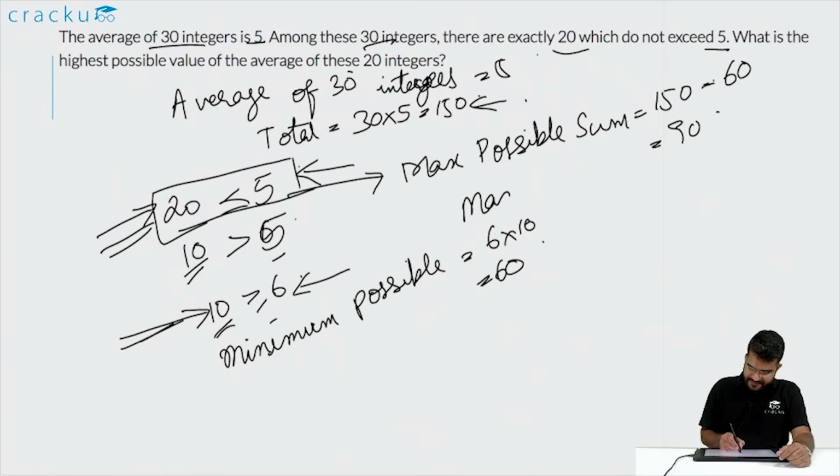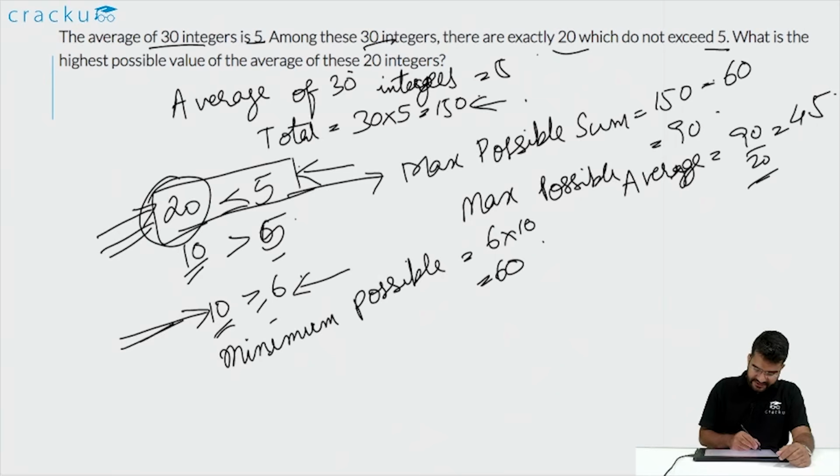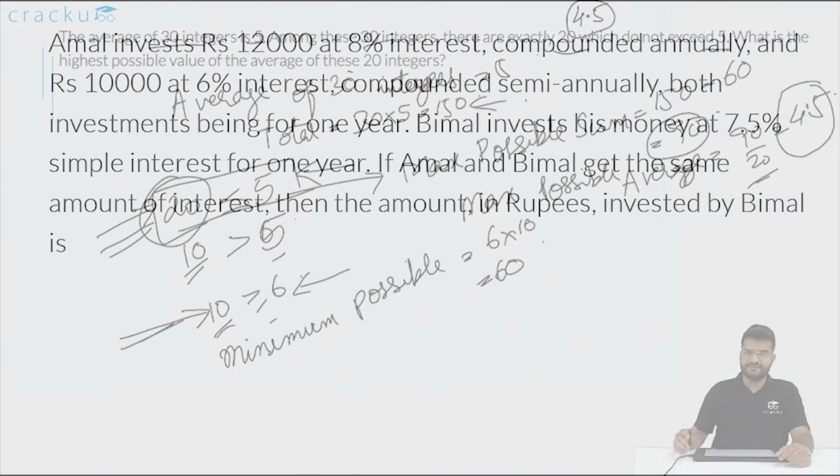Therefore, the maximum possible average is equal to 90 by 20, which is equal to 4.5. Remember that there are 20 integers. Their maximum possible sum is 90. So their maximum possible average is 90 by 20, which is equal to 4.5. This is the answer.